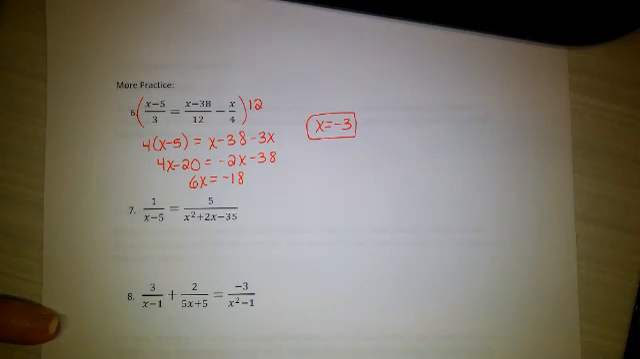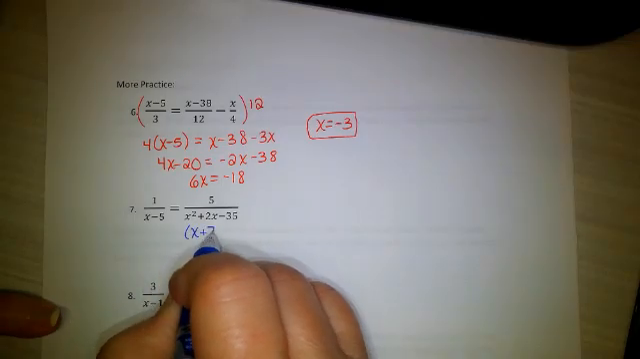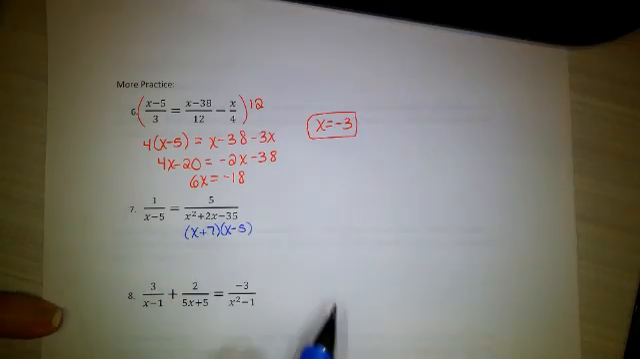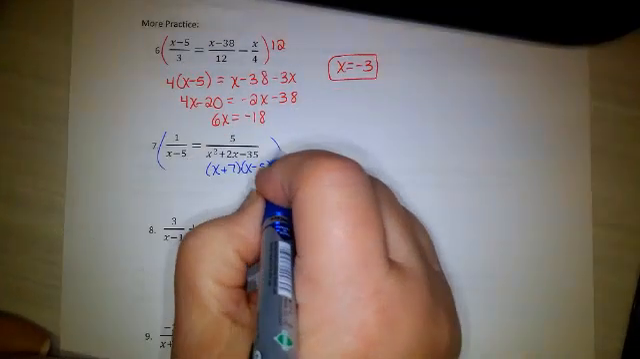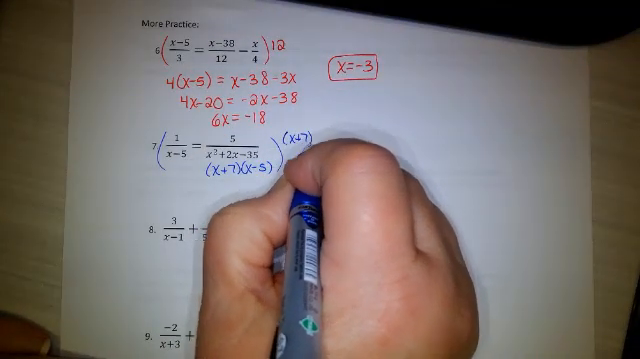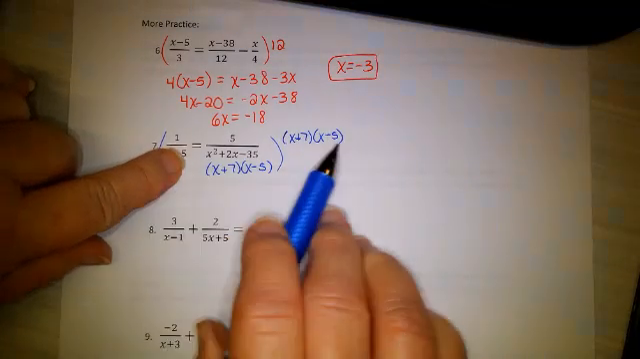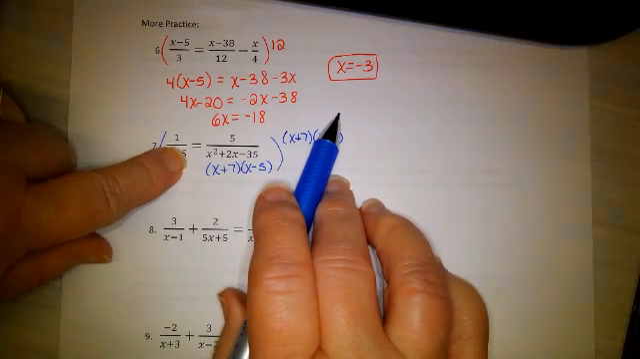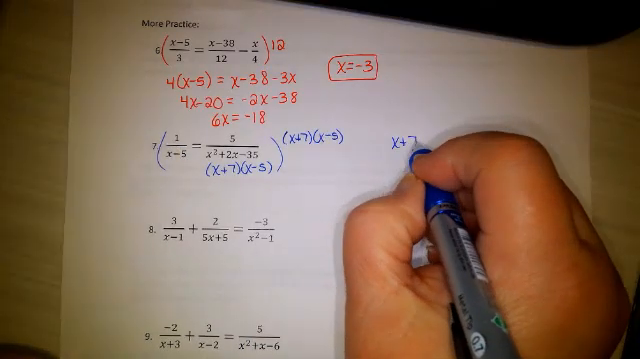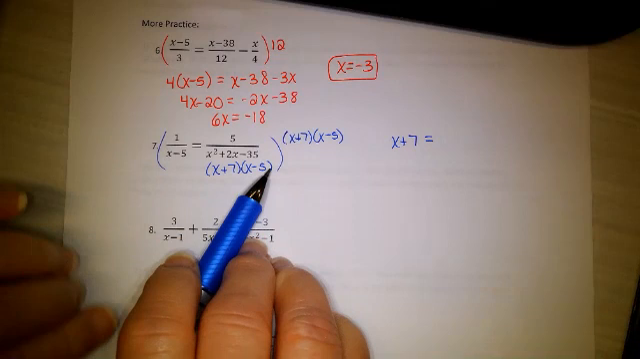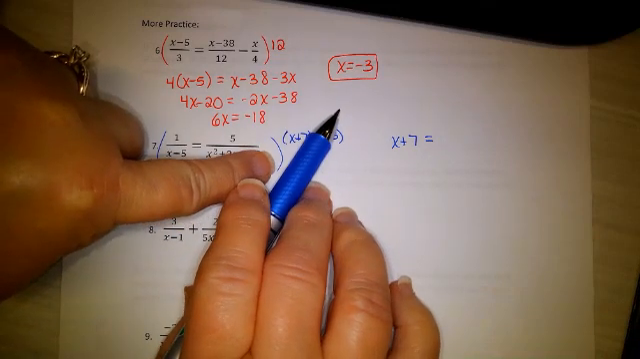Next step, I'm going to factor my denominator and get x plus 7, x minus 5. And that's what I'm going to multiply both sides by, x plus 7, x minus 5. So in my first fraction, x minus 5 cancels the other x minus 5 and leaves me with 1 times x plus 7. My second fraction, x plus 7, x minus 5 cancel completely, and I'm just left with 5.